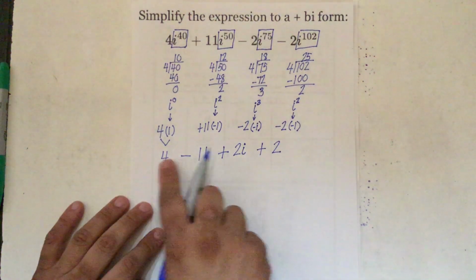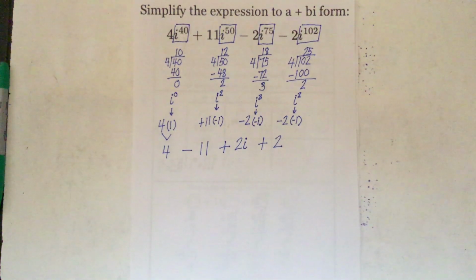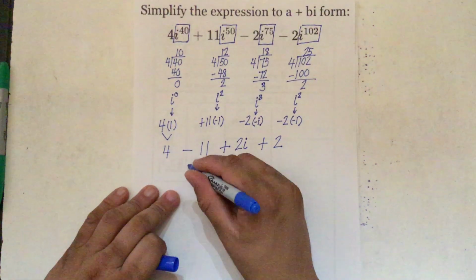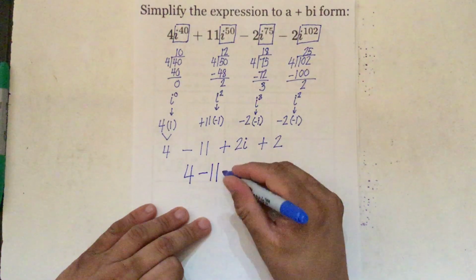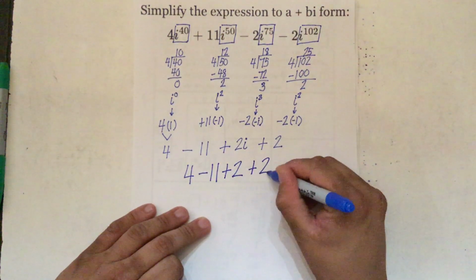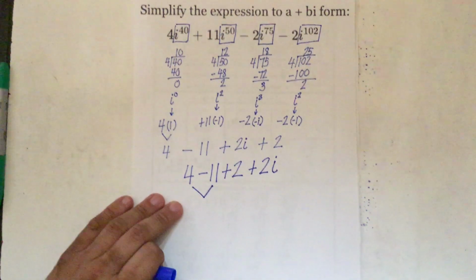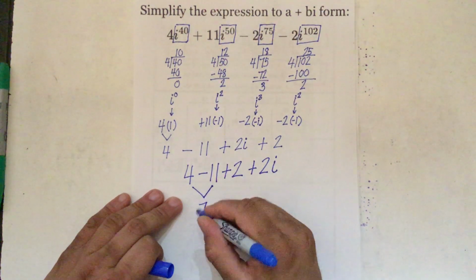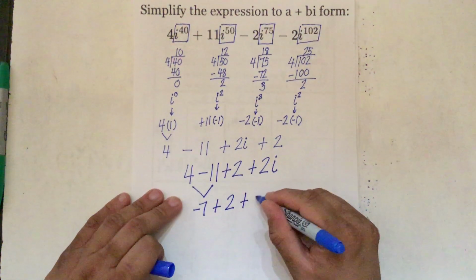So now that I have all my numbers lined up here, I'm going to write them all together so they could be together here. So let's see here. So I have my 4 minus 11. Now you see this plus 2. I'm going to write this plus 2 first because it's just a regular number. And at the end, I'm going to write plus 2i. So 4 minus 11, well, 11 is bigger, so 11 minus 4 is 7. 11 is a negative and it's bigger, so it's going to be negative 7. I bring down my plus 2. I bring down my plus 2i.